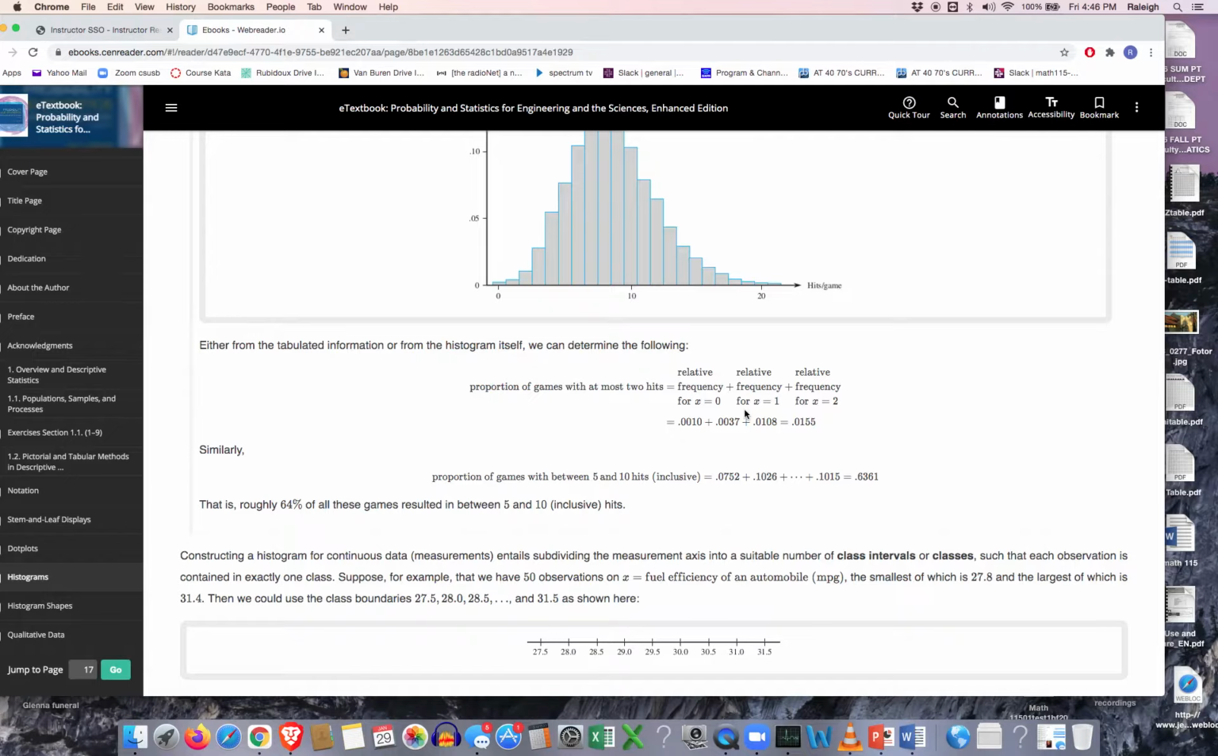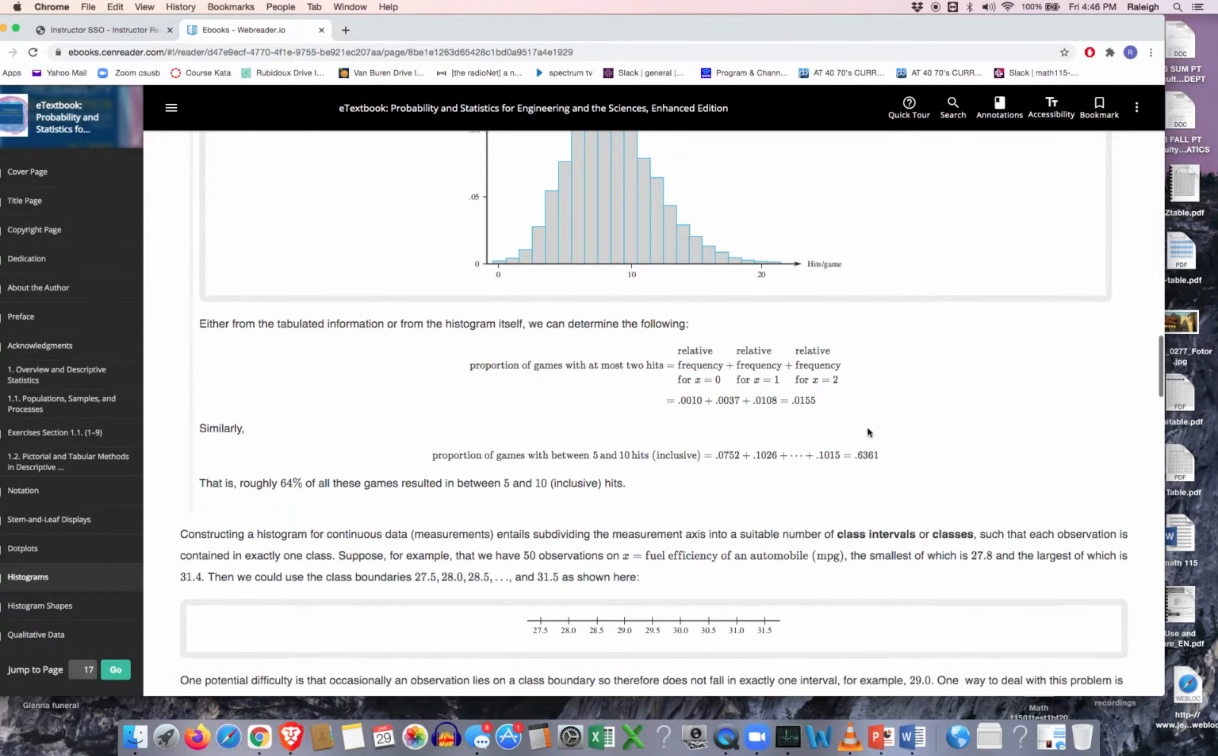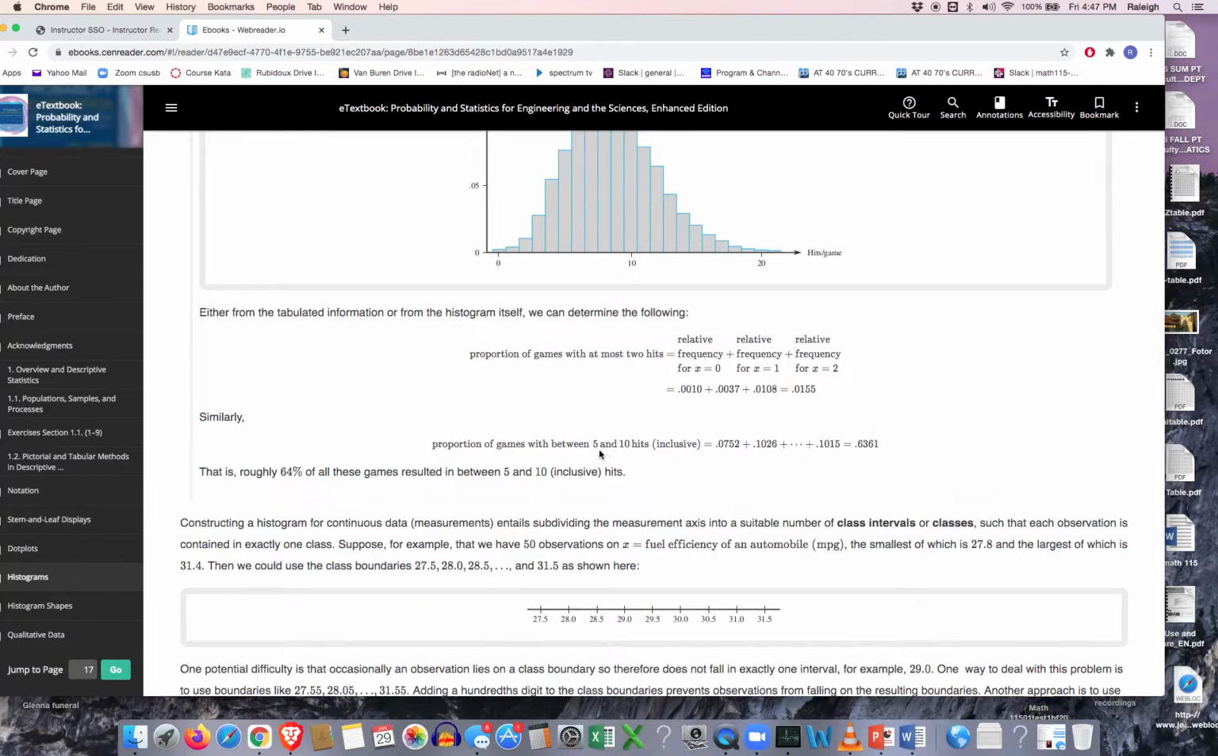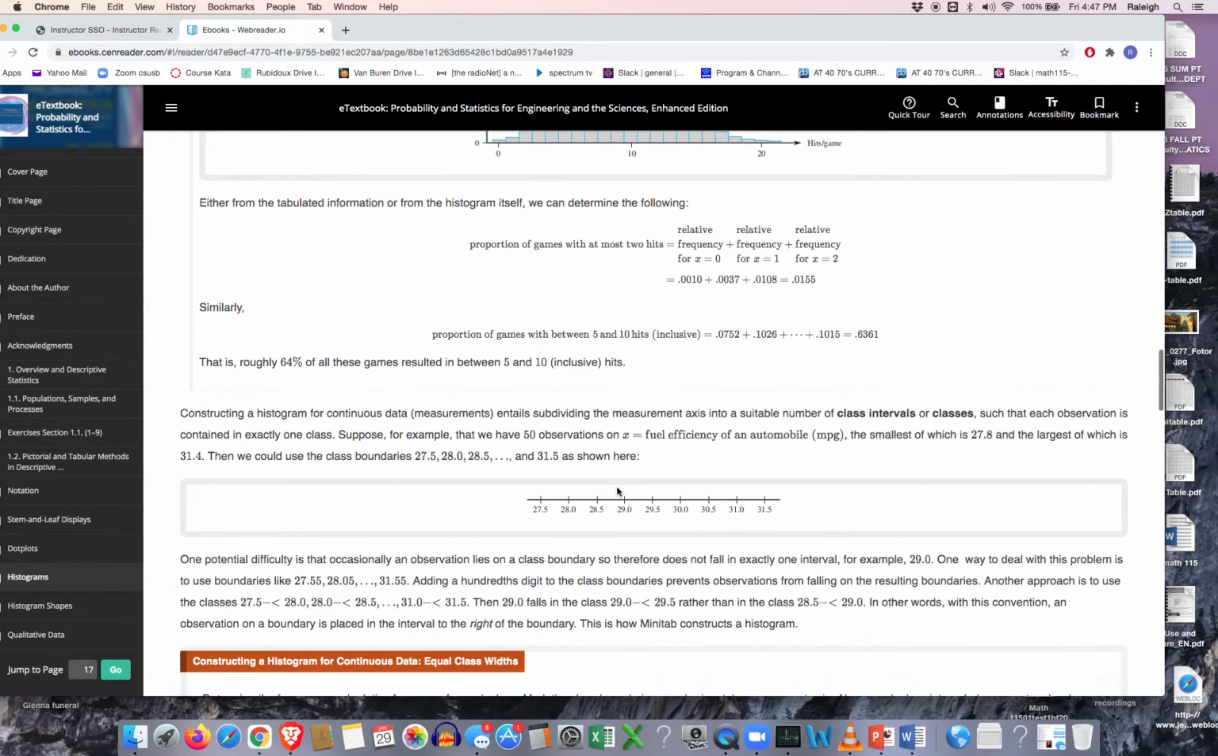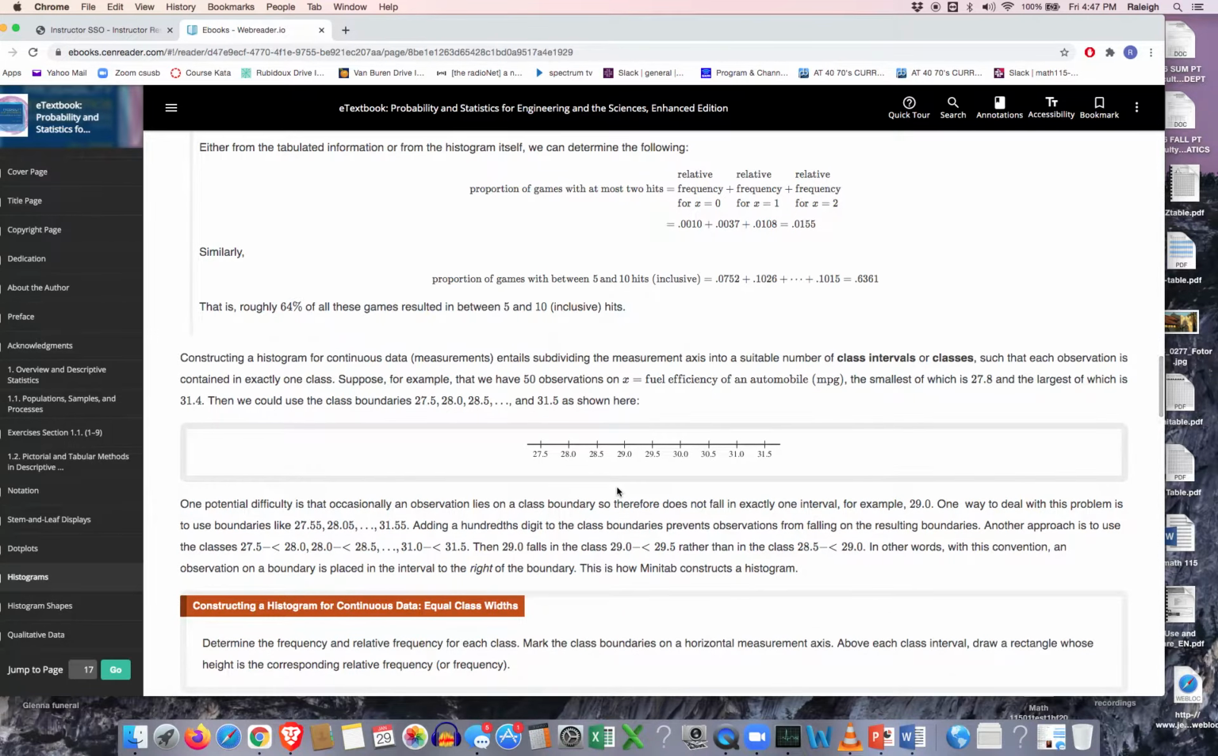I have some students in my lower level classes that are totally confused by that. At least is much more popular. That's a minimum, but this is a maximum. So 0 and 1 and 2 all added together, all discrete probabilities. And that could be found in between 5 and 10 hits, etc. You can get a big chunk of them, 64%, have games between 5 and 10 hits for each of the teams individually. Okay, and so we can get into various class intervals or classes.